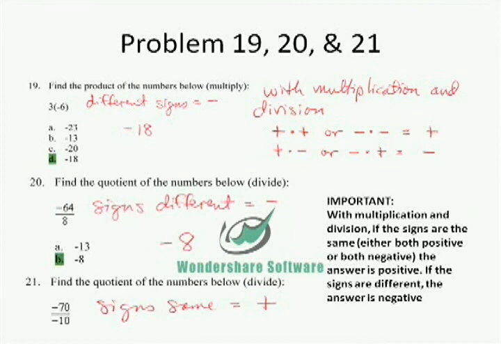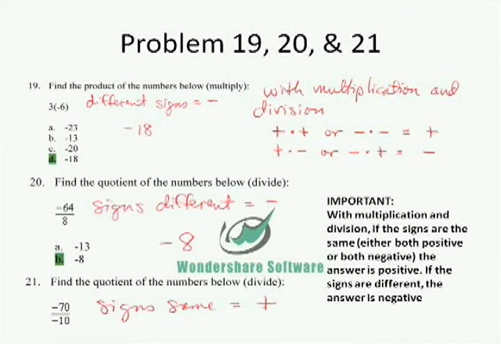In number 19, 20, and 21, the rule for multiplication and division is actually pretty simple. And I have it written several ways here. With multiplication and division, if the signs are the same, either they're both positive or they're both negative, then the answer is positive. If the signs are different, then the answer is negative.